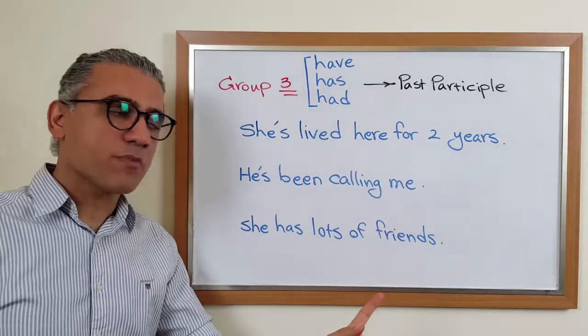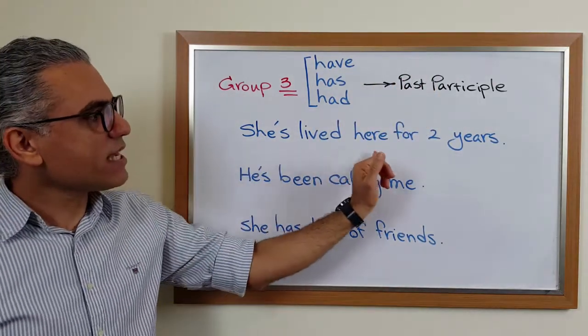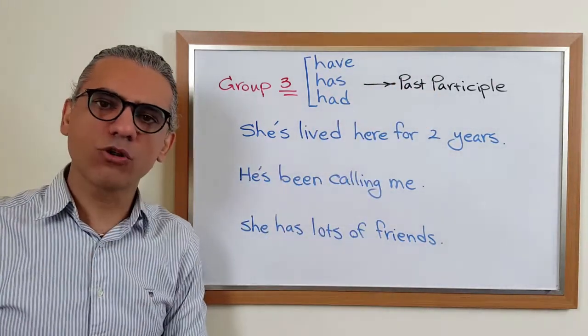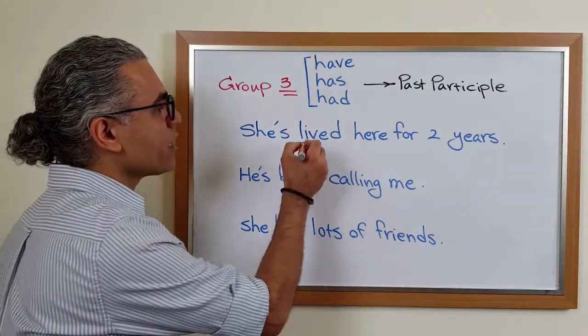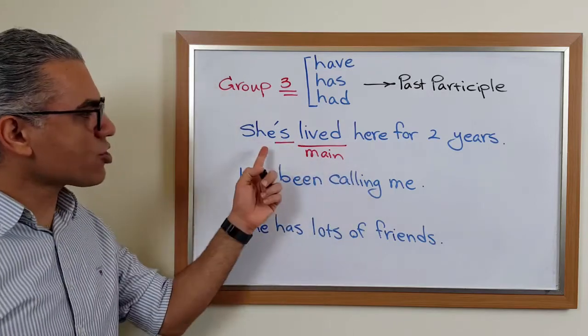Okay, the next group of auxiliary verbs are have, has, and had. The following verbs are always in past participle form. Look, she's lived here for 2 years. Again, the first thing you look for is the main verb. The main verb is lived in here. So this is she's lived.